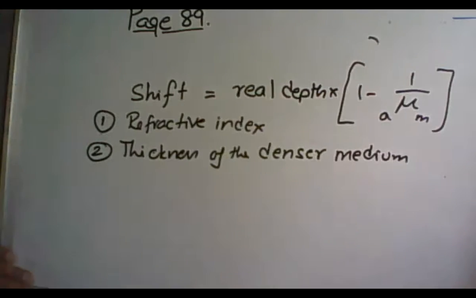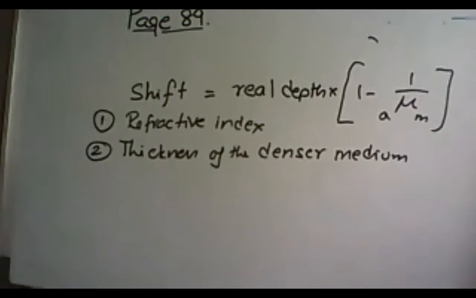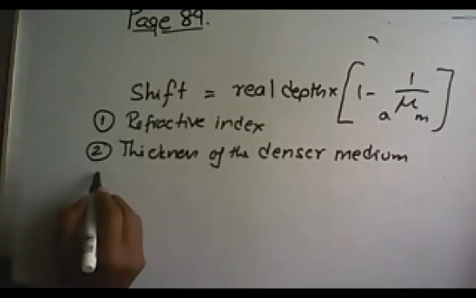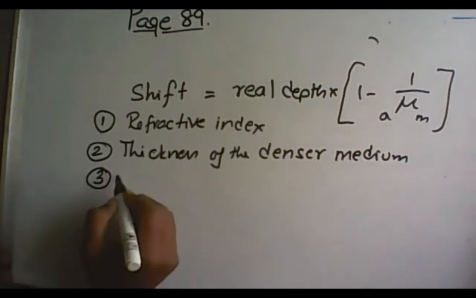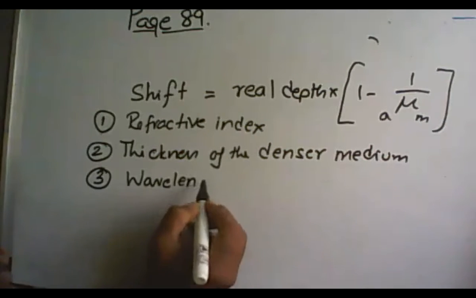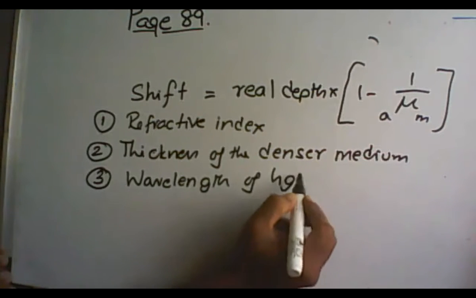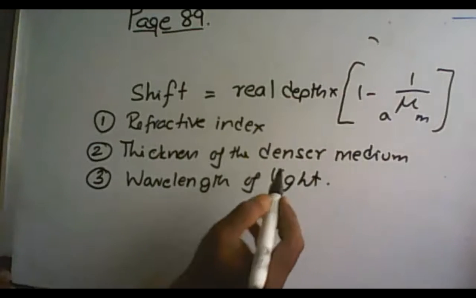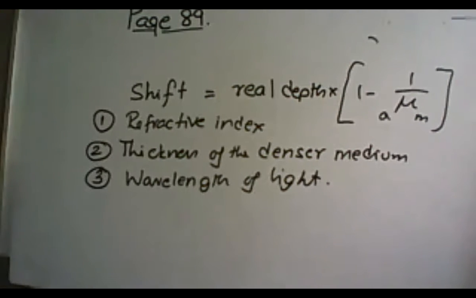So obviously, the larger the thickness, that means let's say the deeper the water, and the deeper the object is inside the water, the shift is going to be greater. And the third point is wavelength of the light. So if you have a different color of light, then for the same depth and the same refractive index, you are going to have a different amount of shift. Yes, somebody wants to ask something. Can you repeat the second point? I couldn't hear you very well. So the shift depends on the thickness of the denser medium.